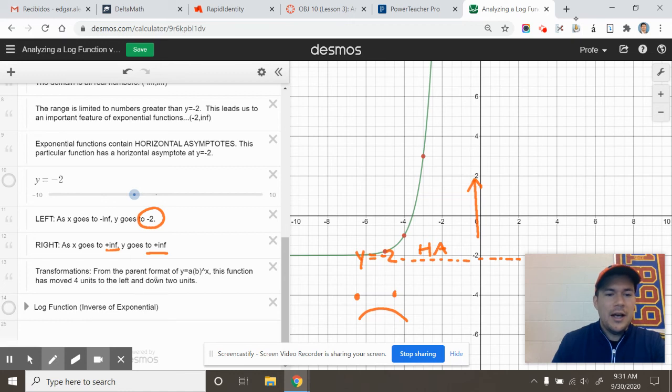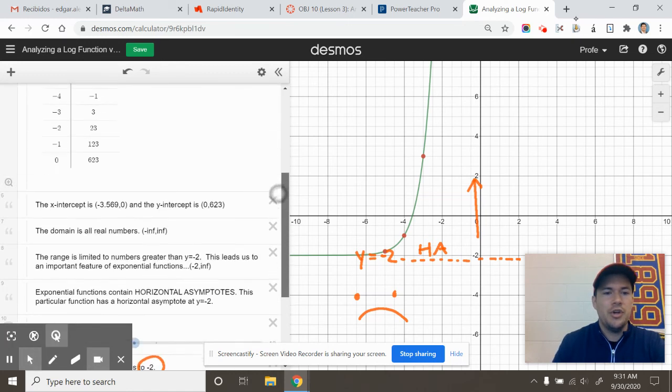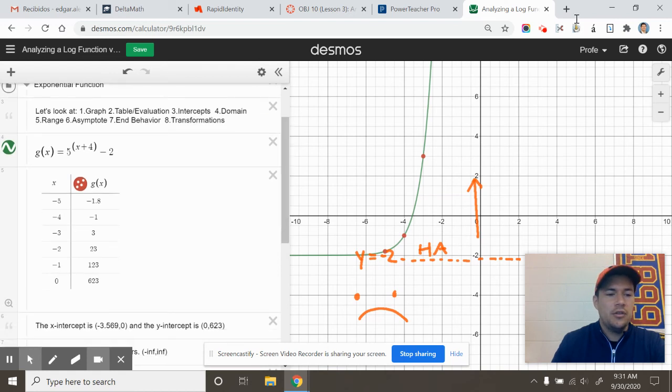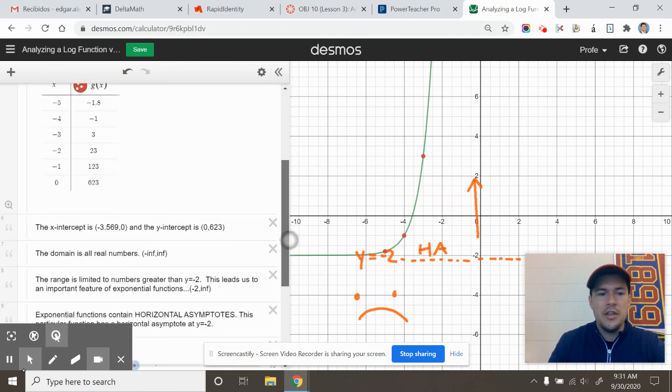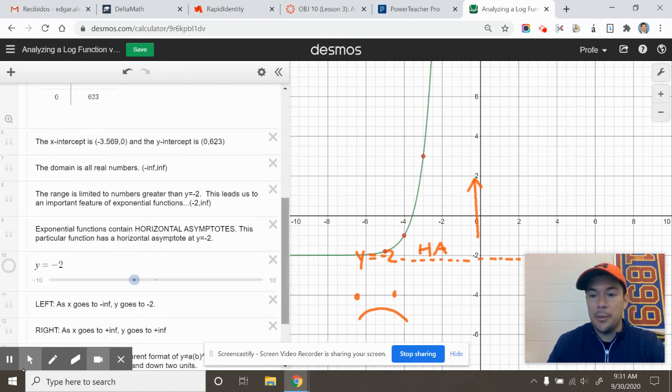All right. Last, transformations. So the transformations from the original function. Well, you notice that this had 2 transformations. All right. The +4 and the -2 will shift the original function left 4 and down 2. And that's a full analysis of an exponential function. The analysis of the inverse is coming right up.